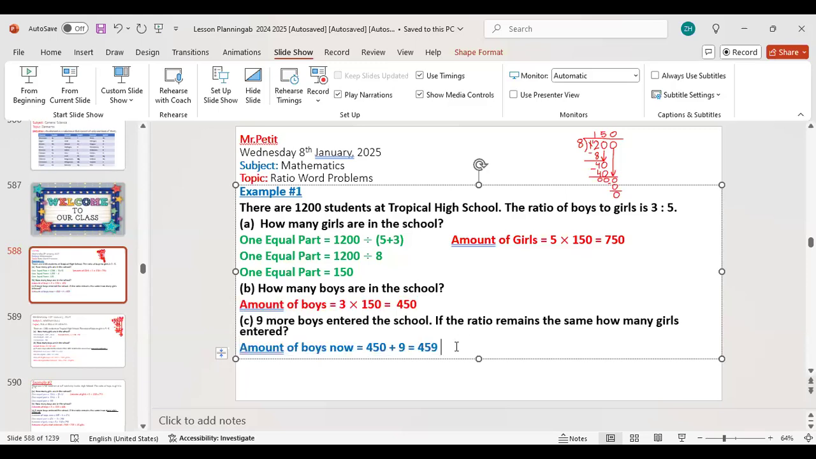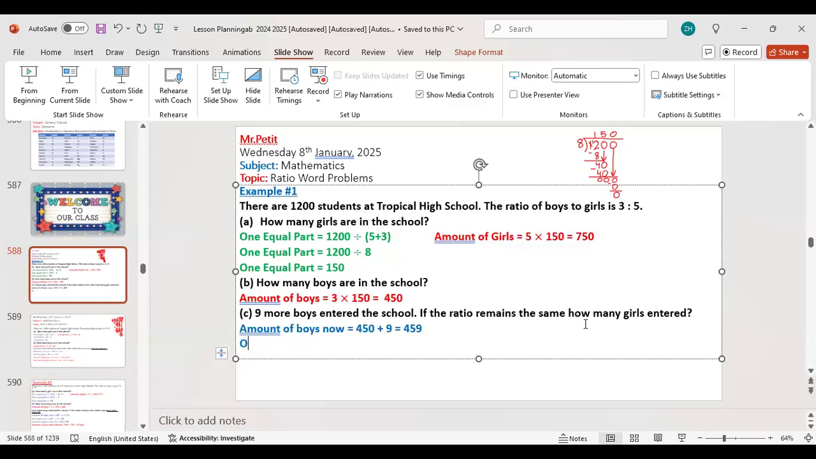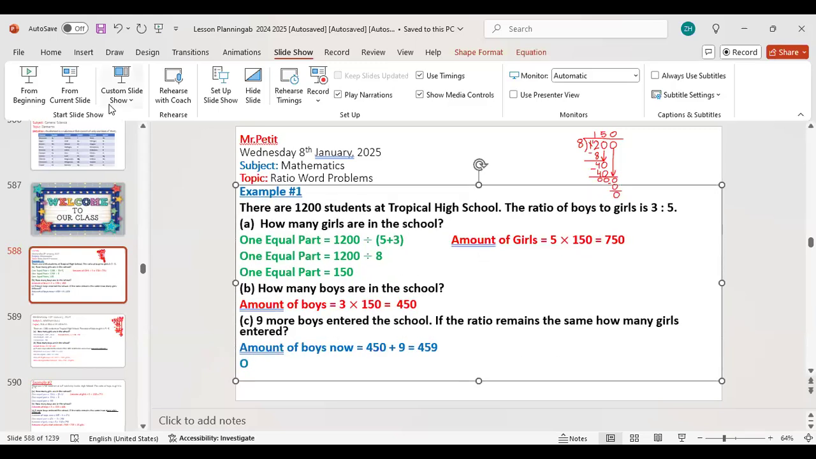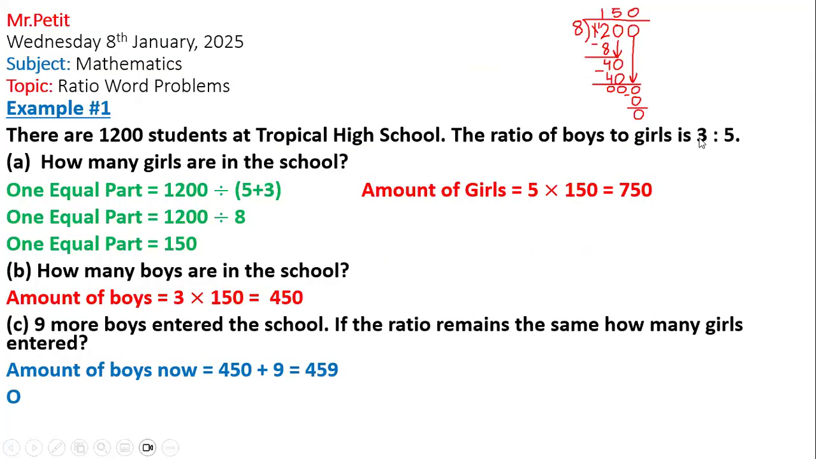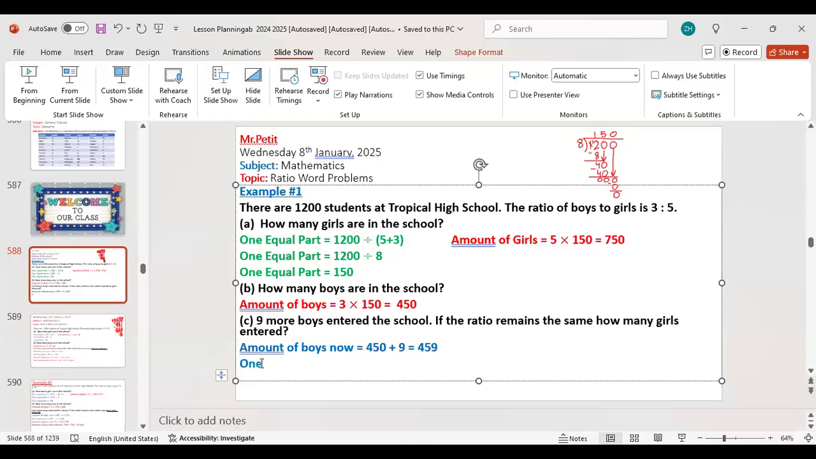But they're still trying to figure out what would be the amount of girls. So if we have 459 boys, how many girls do we have? The way that we could do it is, if we know that there are 459 boys, how many equal parts is for boys? 3 equal parts, right? So if we want to figure out what is 1 equal part, the new 1 equal part, that's going to be what?